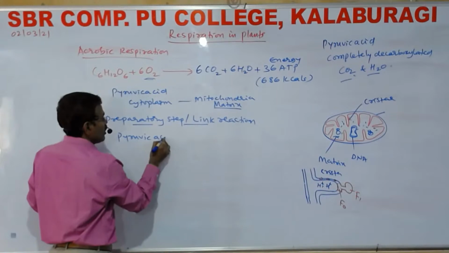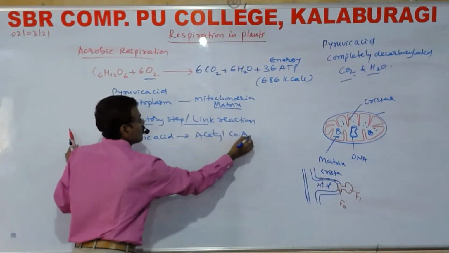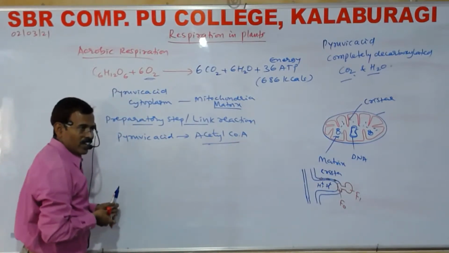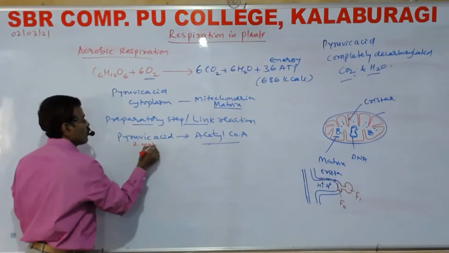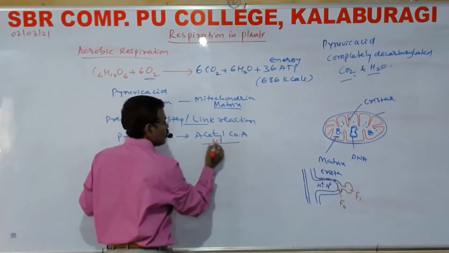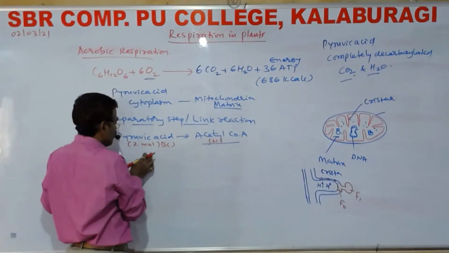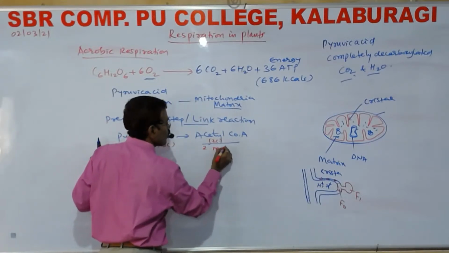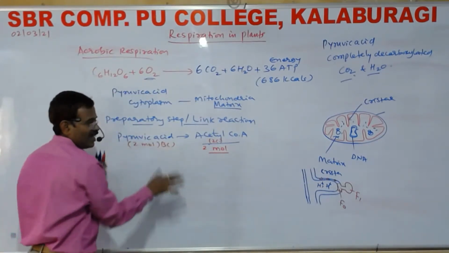So pyruvic acid is converted into acetyl coenzyme A. Remember this. How many molecules of pyruvic acid are there? Two molecules. Now keep it in mind. So we have two molecules of pyruvic acid. They undergo preparatory step for link reaction. This is a 2-carbon compound. This is a 3-carbon compound. So from two molecules of pyruvic acid, how many molecules of acetyl coenzyme A are produced? Two molecules are produced. This is preparatory step for link reaction.